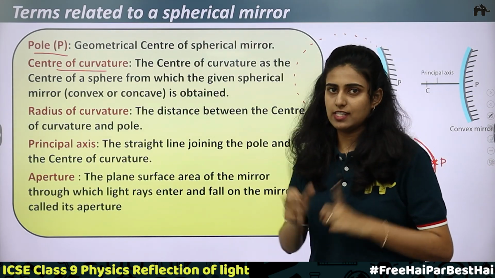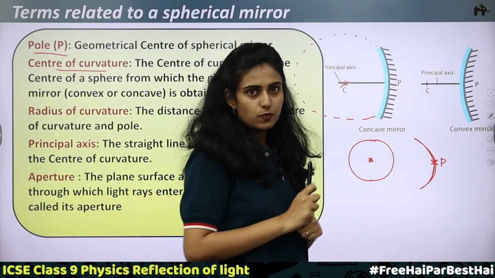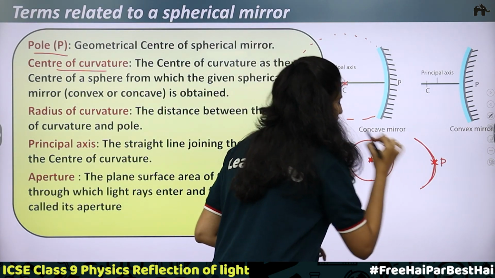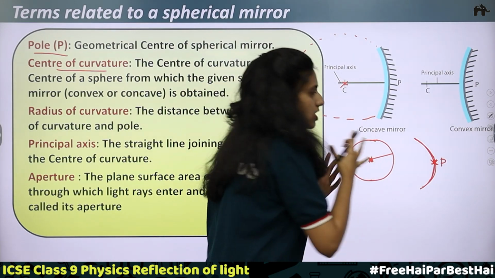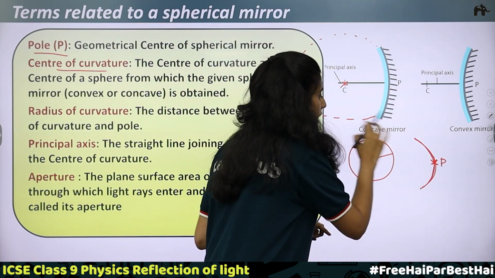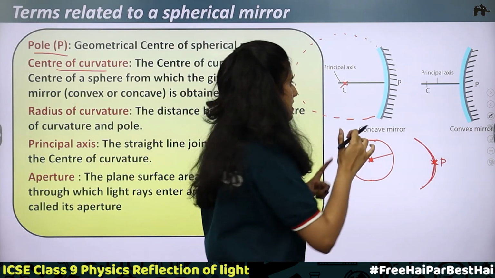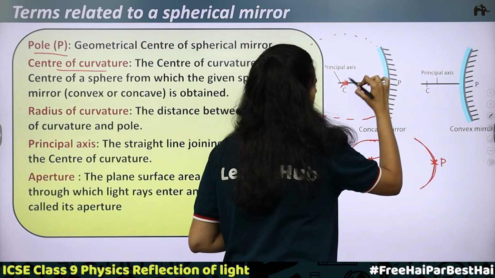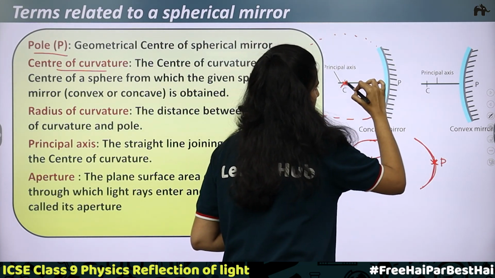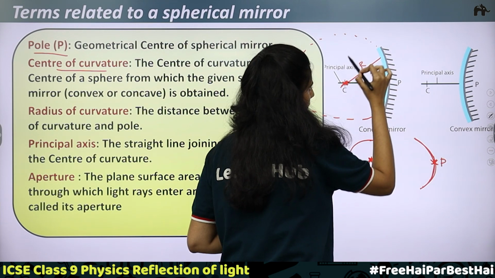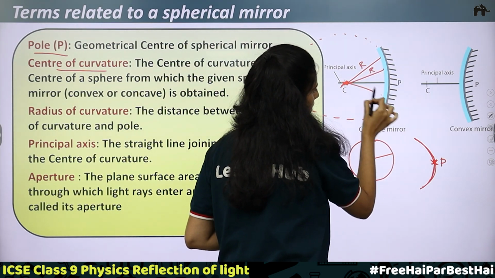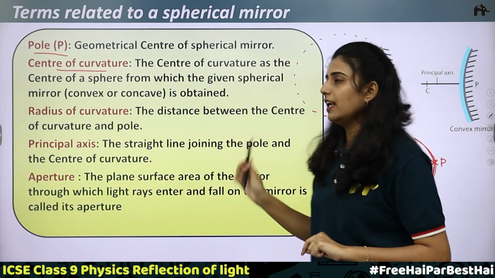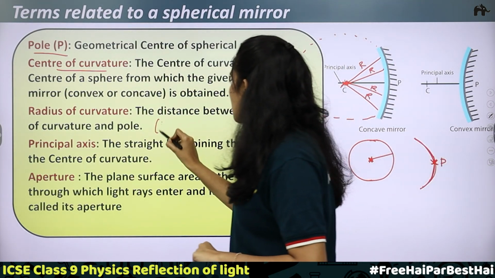Next, radius of curvature. What is the radius of a circle? What is the radius of a sphere? It is the distance from the center to any point on the sphere. We know the radius of a circle is the distance from the center to any point on the circle. Similarly, the distance from the center of curvature to any point on the spherical mirror we call the radius of curvature. So this is R, this is R, this is R. This distance will be the same. So this distance we call the radius of curvature, represented by letter R.